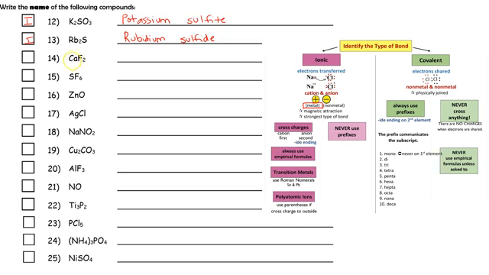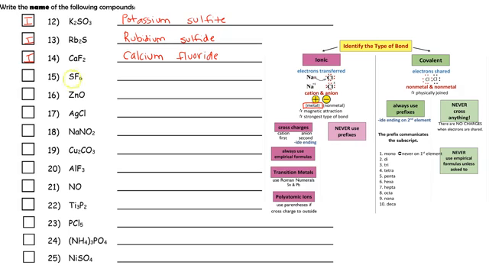We have, on the next example, CaF2. Notice how calcium is a metal. It's an alkaline earth metal. So because of that, I know it's going to be ionic. Then I'm going to name the cation, calcium, no Roman numeral because calcium is not a transition metal. We have fluorine, so we need to add an -ide suffix, fluoride.